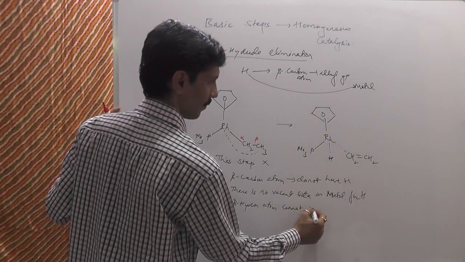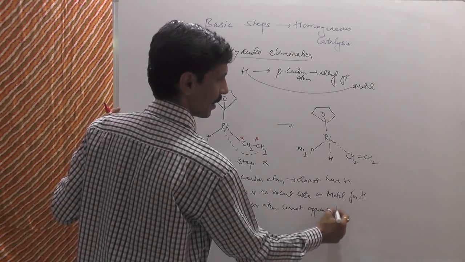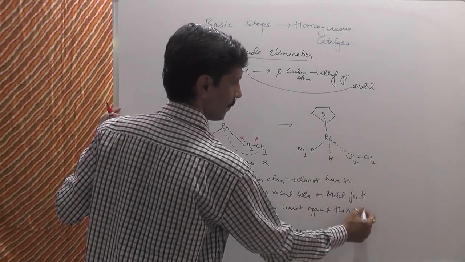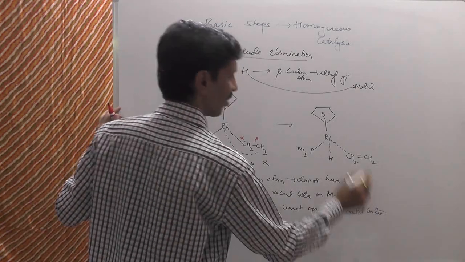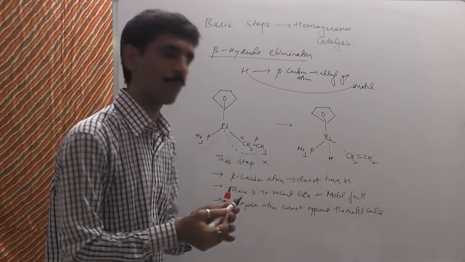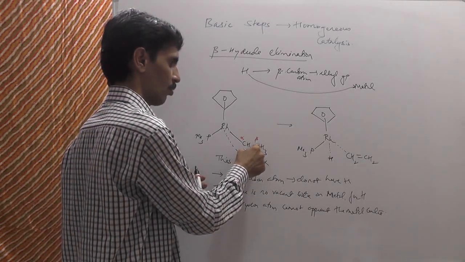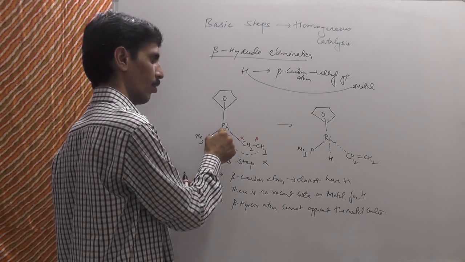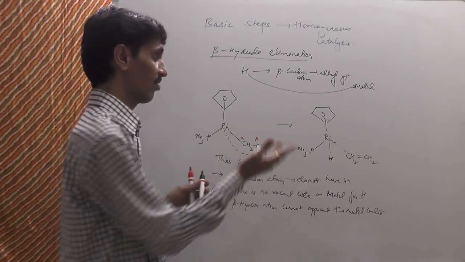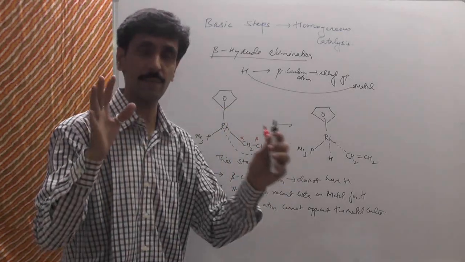cannot approach the metal center, due to some other reasons, if it is absolutely impossible for this hydrogen to leave its position and then get bonded over here to the metal, then also this reaction cannot take place. So these are the basic conditions.